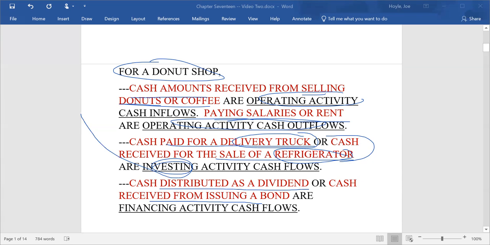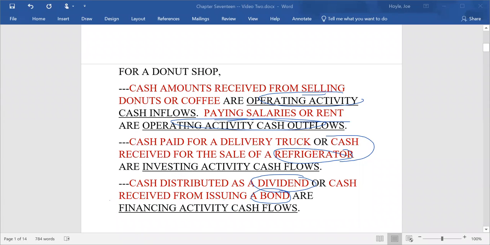Or if we issue a bond and receive money from that, again, that's not part of daily operations. Those both are non-operating, but since the dividend is an equity account and the bond is a liability account, we would find these as financing activities. That's how they would be shown on our statement of cash flows.